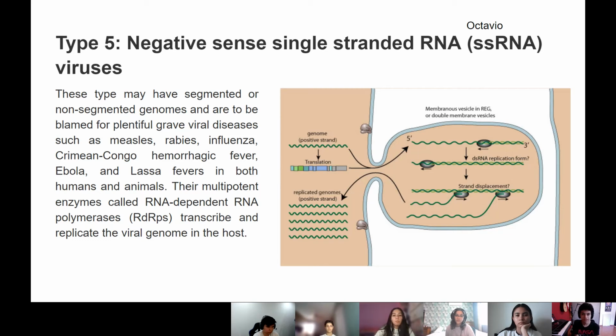Type 5: negative-sense single-stranded RNA, ssRNA viruses. This type may have segmented or non-segmented genomes that are to blame for painful, grave viral diseases such as measles, rabies, influenza, Crimean-Congo hemorrhagic fever, Ebola, and Lassa fevers in both humans and animals. Their multifunctional enzymes called RNA-dependent RNA polymerases, RdRps, transcribe and replicate the viral genome in the host.